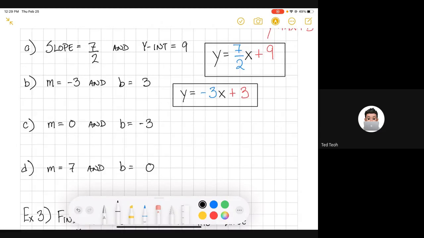Okay, so this one's a little bit tricky. The slope is 0, but the y-intercept is negative 3. So you might write this on your test.